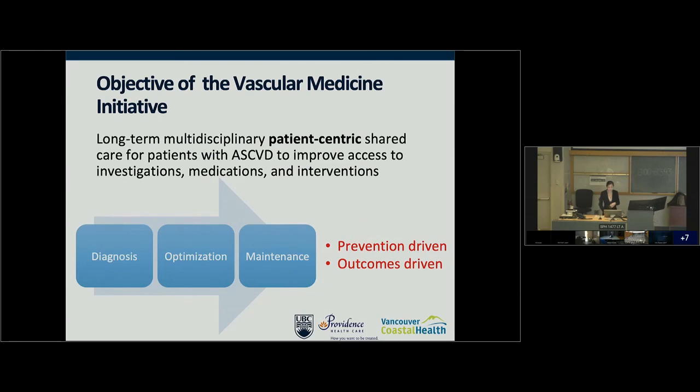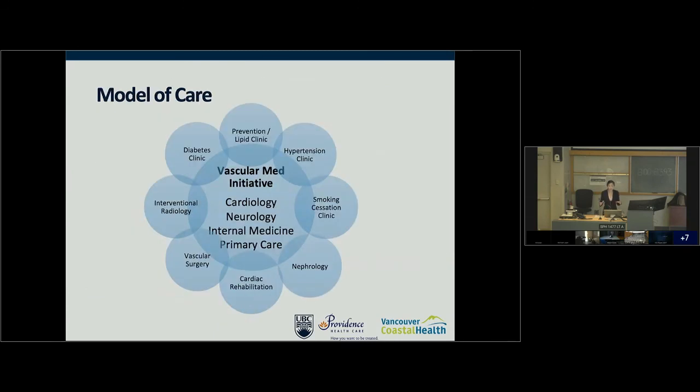So the model of care would basically be the core physicians in internal medicine, cardiology, neurology, and primary care being the core for the patient journey, whereas the other physicians can help on the periphery for certain specific patients, and that can be the lipid clinic, the diabetes clinic, interventional radiology, vascular surgery, cardiac rehab, smoking cessation clinic, nephrology, and the hypertension clinic. So we can all come together to optimize that one common goal.